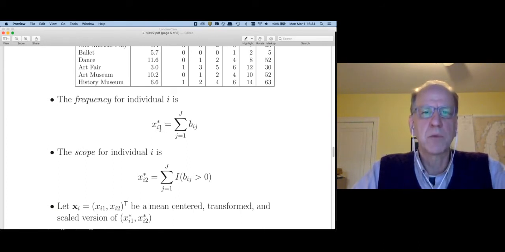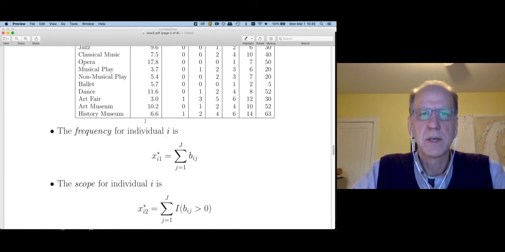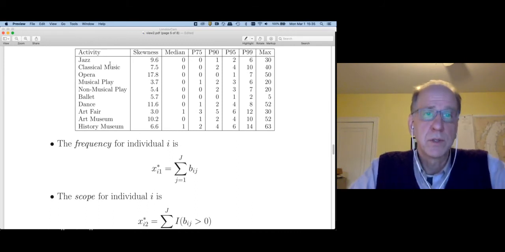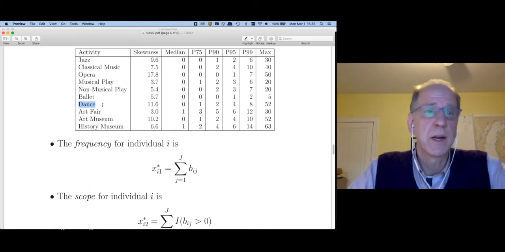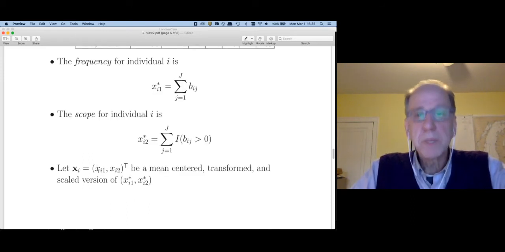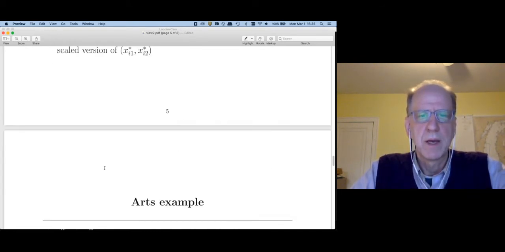So how many times did you do an arts activity in a year? That would be X_i1. And scope is going to be the number of different types of arts activities that you engage in that year. So how many of these behavioral counts are greater than 0? So if I only do, say, musical stage plays and dance, then my scope would be 2. My frequency would be the total number of plays and dance events that I went to in that year. I'm going to mean center my x's just as I did with principal components analysis.